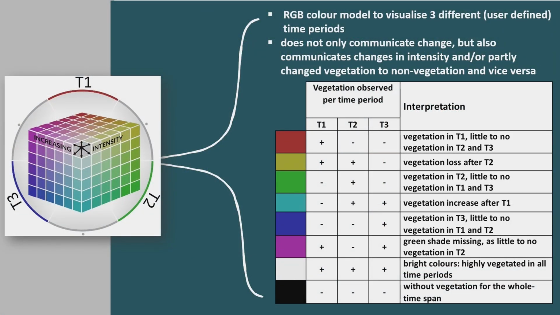So red color means vegetation in T1, yes, but no vegetation in time 2 and 3. Yellow means vegetation loss in the last step. Blue, for example, vegetation gain. Magenta, vegetation gain, but there was vegetation loss in between.